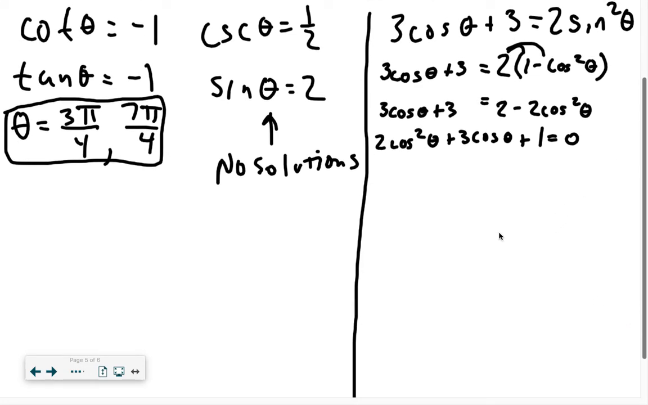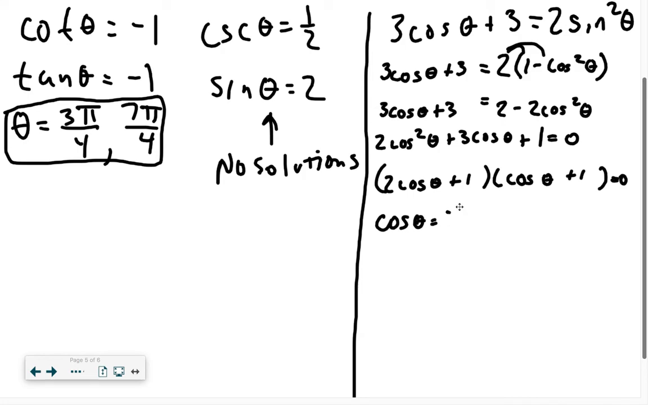All right, now we can just factor this. It's going to be 2 cosine theta, cosine theta, and we are multiplying to get to 1, adding to get to 3. 2 times 1 plus 1 times 1 will get us there. And this equals 0. So cosine theta equals -1/2.